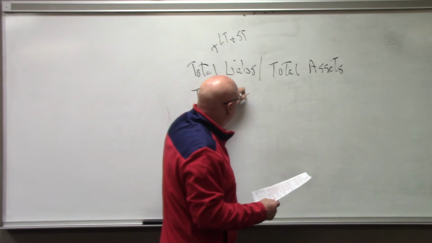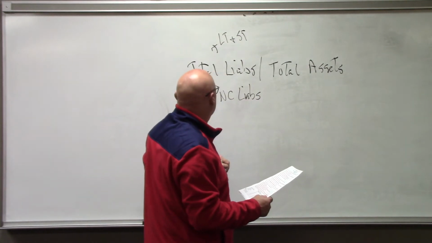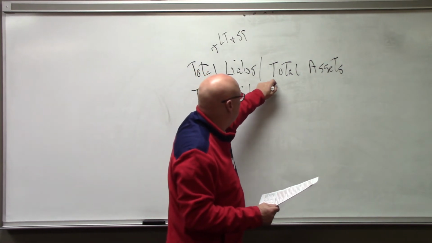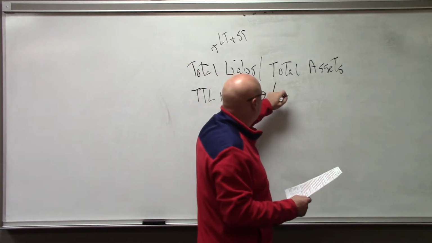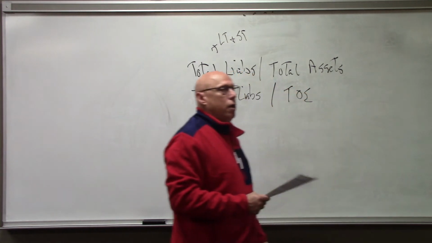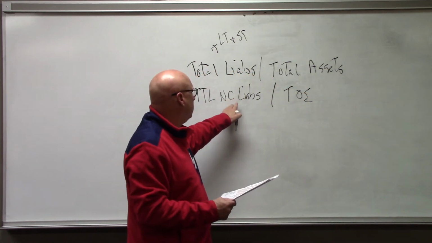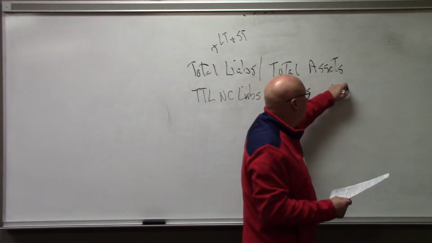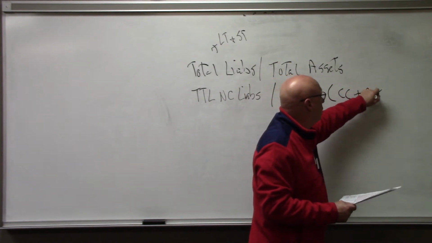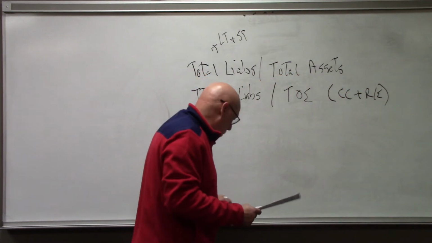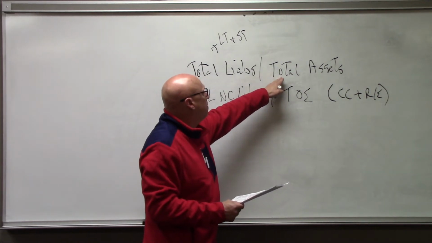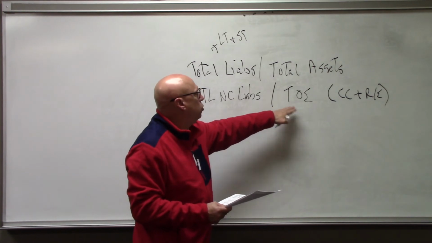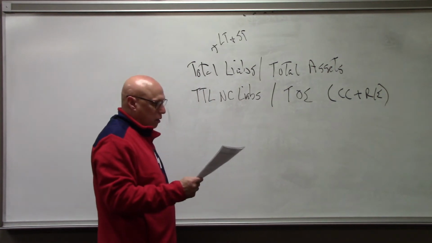Then we're going to compare total non-current liabilities. Once again, we're in our liability section, and this is long-term liabilities divided by total owner's equity. So we're comparing the amount of long-term debt to the amount of equity we have. And remember, equity is contributed capital and retained earnings. So what percentage of our assets have been financed with equity and with debt? How much equity do we have compared to the amount of debt that we have?